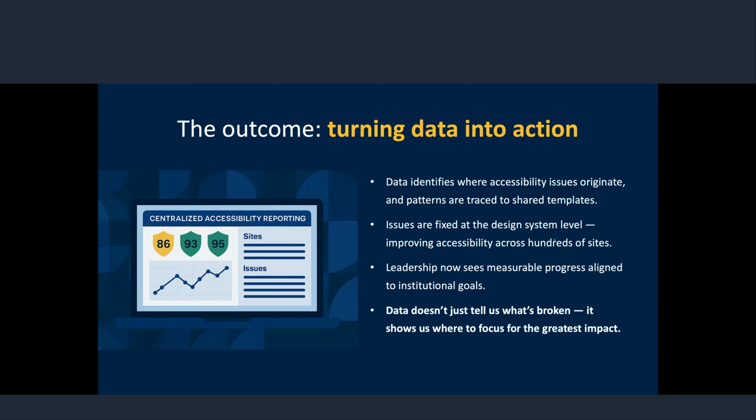Instead of auditing every site, we target system level fixes in our design systems and reusable components. And then teams have confidence that when they use these approved components, they are starting from an accessible foundation. It also has reframed accessibility for our leadership. What had been invisible technical work became measurable, visible progress tied to our institutional goals. Because data doesn't just tell us what is broken, it shows us where to focus our efforts for the greatest impact.